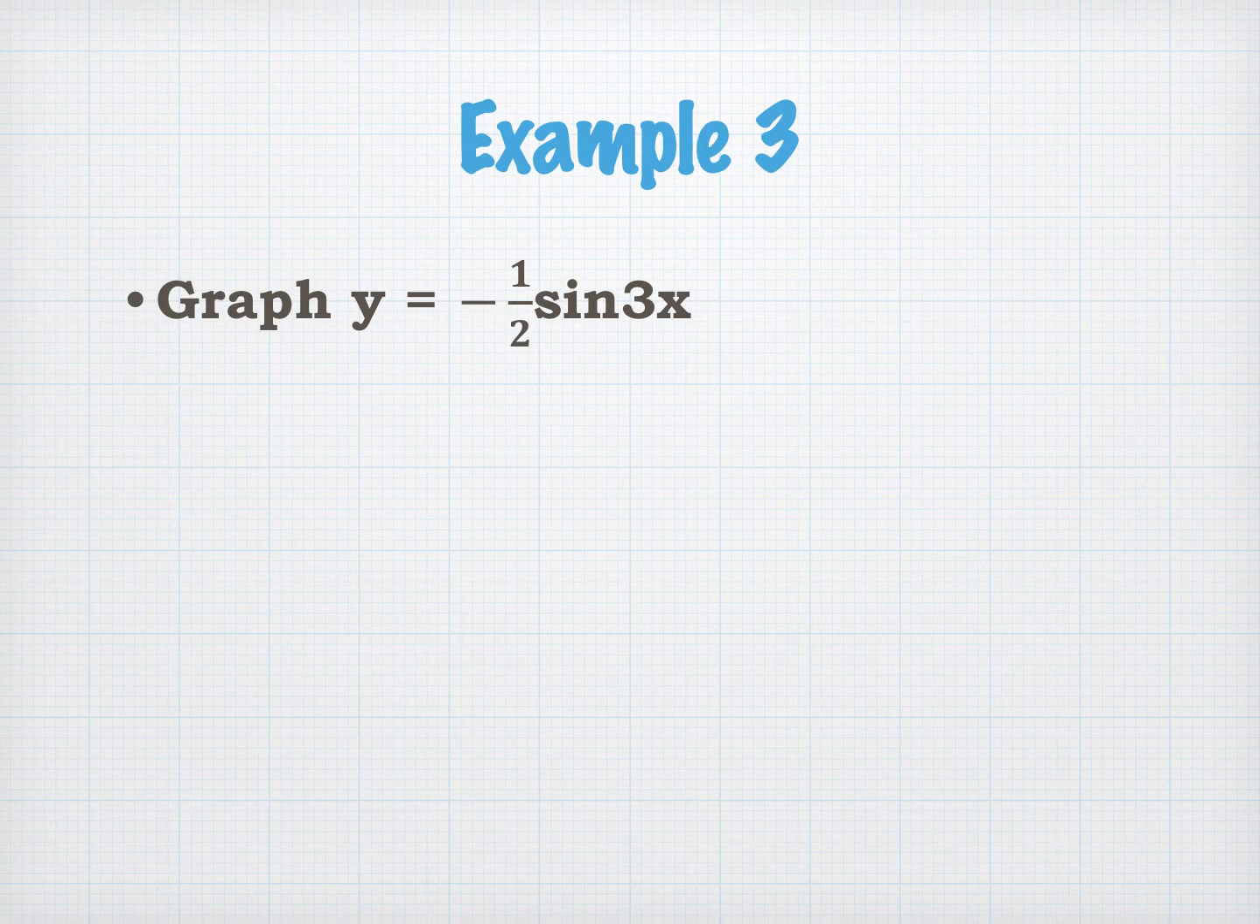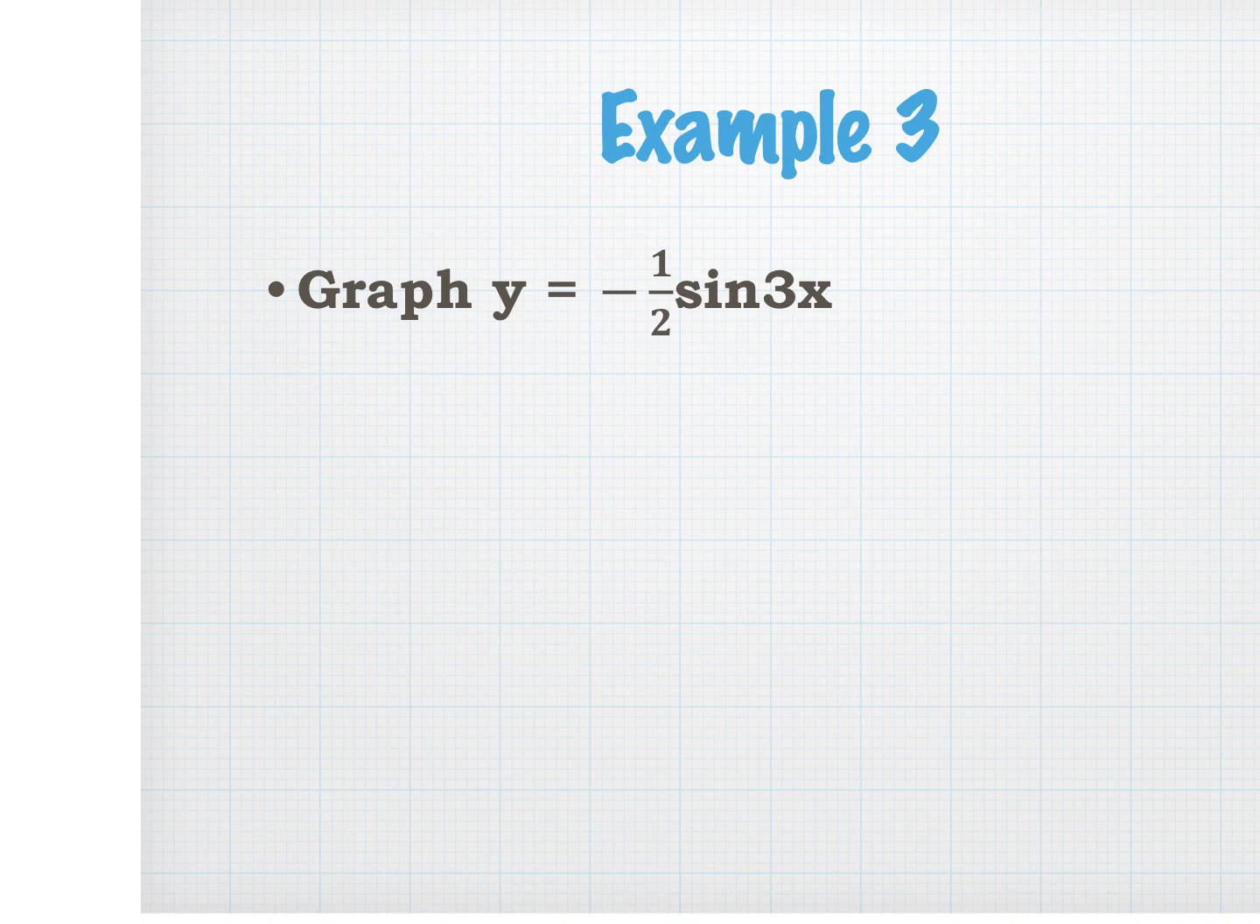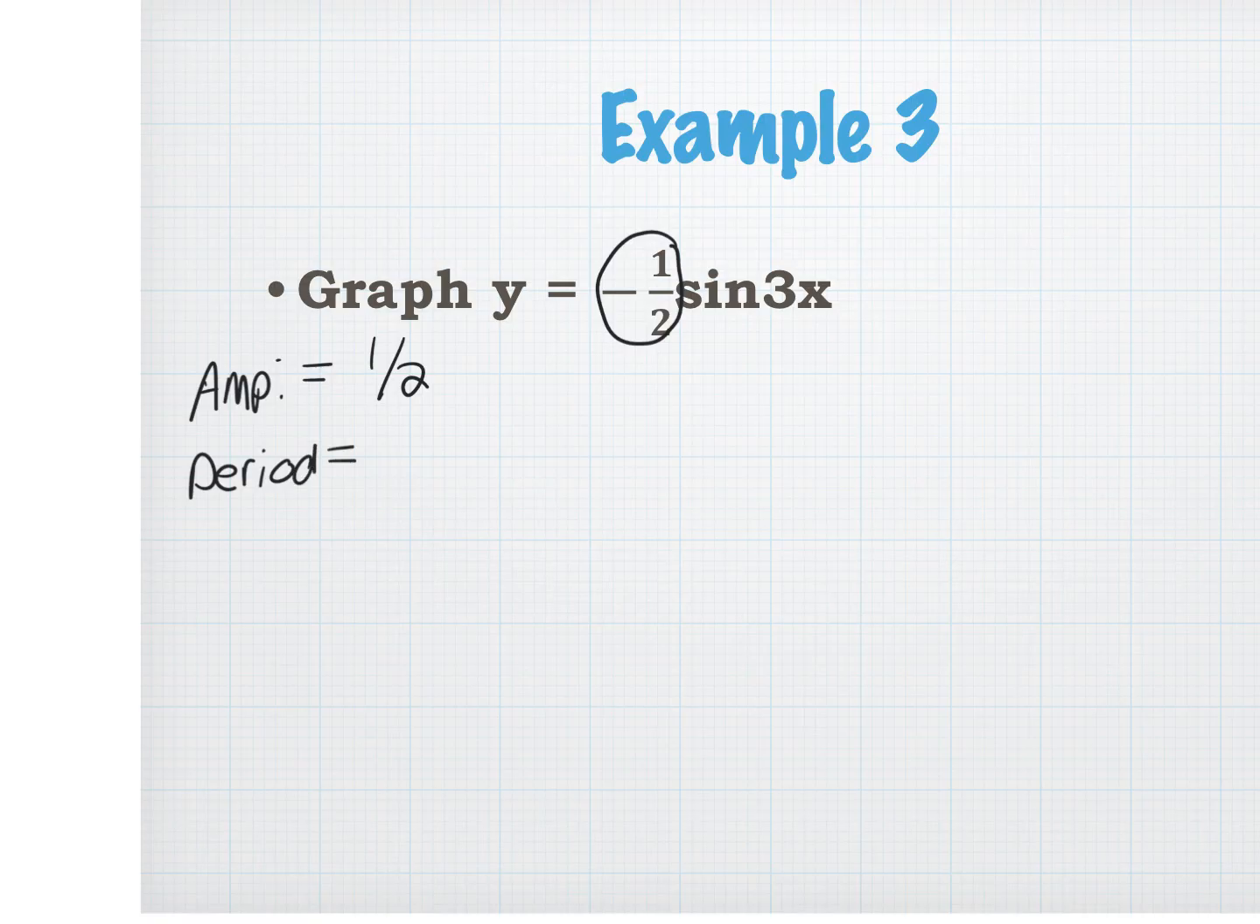All right, we can try the exact same thing here. Identify the same pieces of information. The amplitude is going to be the absolute value of A. In this case, it's going to be 1/2. All right. Period. You're going to take 2 pi over whatever number's in front of the x. In this case, it's just 2 pi over 3. Let's find our key points.